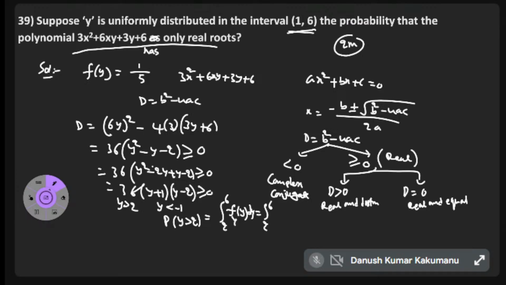1 by 5. Yes or no? Integral of 1 by 5 dy. 1 by 5 is constant, integral of 1 dy is y, from 2 to 6. What is the overall answer? 4 by 5 is the answer. Overall answer is 4 by 5.